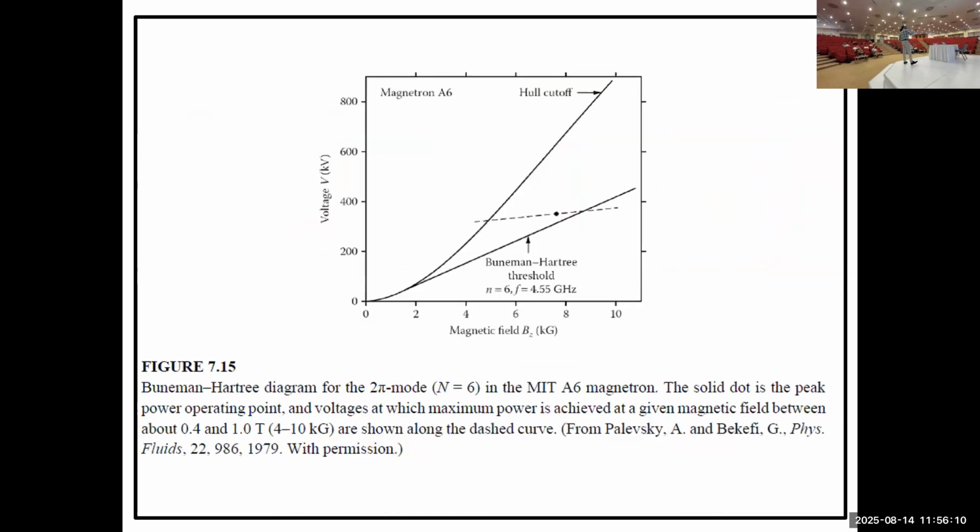Now, again, I was talking to you about the Hull cutoff and the Buneman-Hartree threshold. This will change from mode to mode, from structure to structure. You look at this one for a 6-cavity magnetron, for 2 pi mode, your range of operation is really small here, if you are talking about around 400 kilovolt. Always the 2 pi mode has higher frequency.